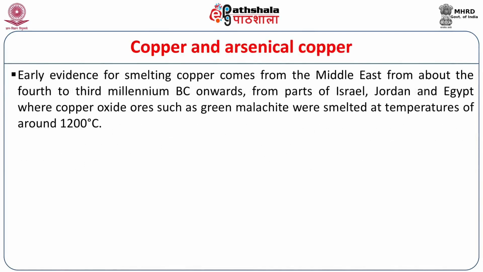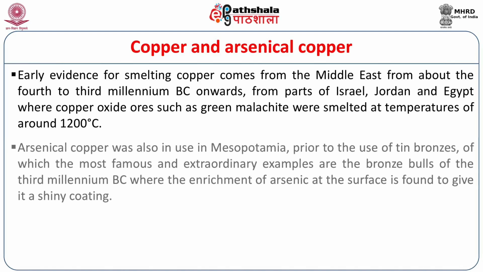Early evidence for smelting copper comes from the Middle East from about the 4th to 3rd millennium BCE from parts of Israel, Jordan, and Egypt, where copper oxide ores such as green malachite were smelted at temperatures of around 1200 centigrade. Arsenical copper was also used in Mesopotamia prior to the use of tin bronze, of which the most famous and extraordinary examples are the bronze bulls of the 3rd millennium BCE, where the enrichment of arsenic at the surface was found to give a shiny coating.